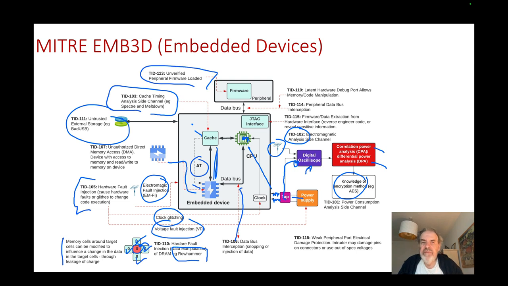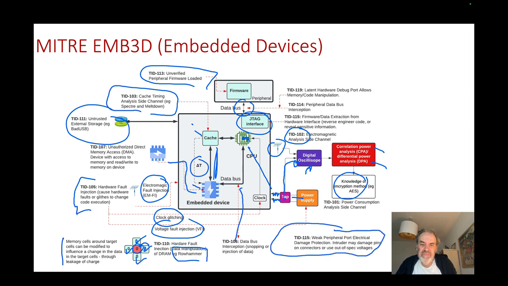Also, unverified firmware on our peripherals can cause a problem, and also it may be possible to examine the data that's on the data bus between the device and the peripheral. The JTAG interface is obviously a problem area, because it typically can be used to interrogate the device, and in some cases it can be used to reprogram the device too. So we need to make sure that many of the elements with the JTAG interface are disabled. So those are some of the attacks that we might have on our devices.